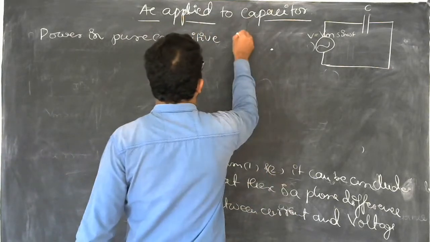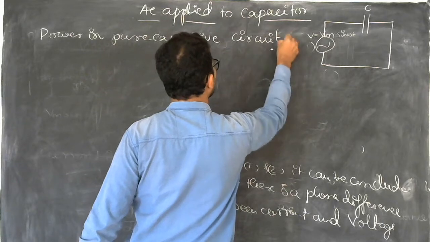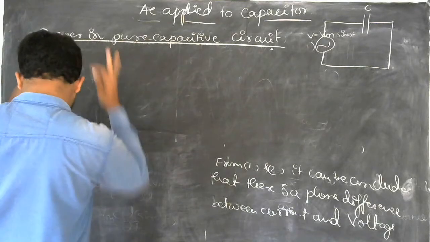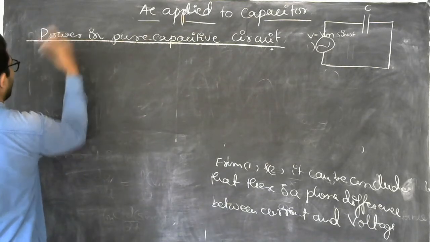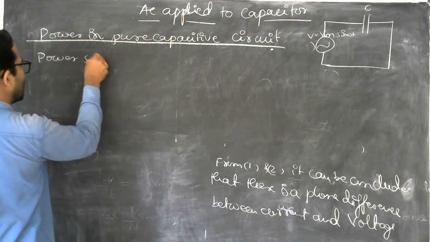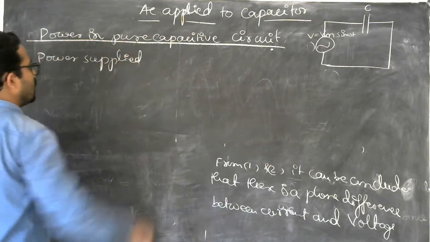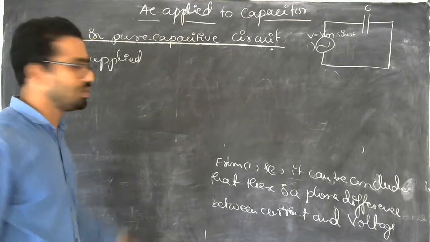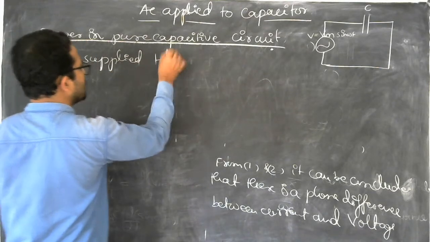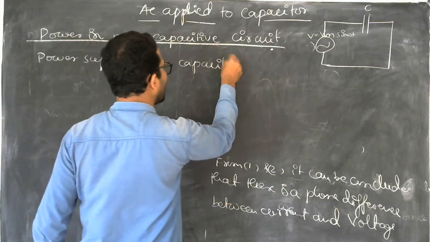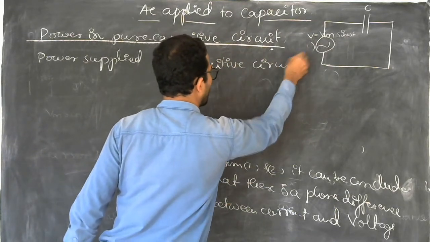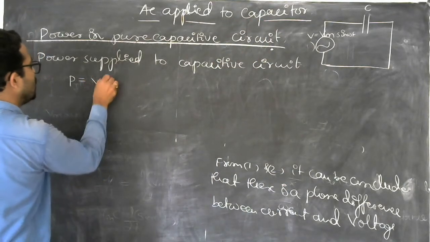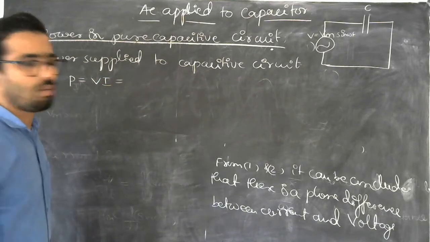Power in a pure capacitive circuit. Now let us directly get into the derivation. Instantaneous, let's write power supply. We cannot write power loss because power loss over a complete cycle is zero. That is why we should write power supply to the capacitive circuit. How to find? P is equal to voltage into current. You know the equations for voltage and current.